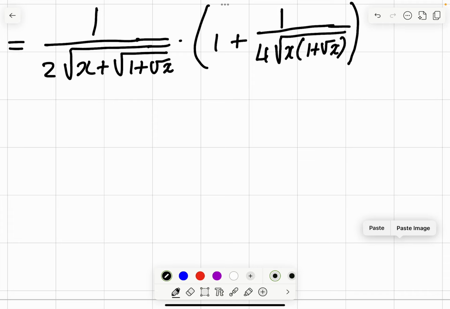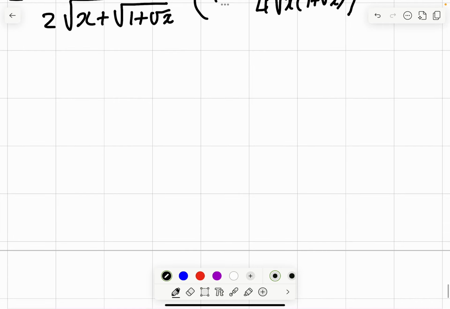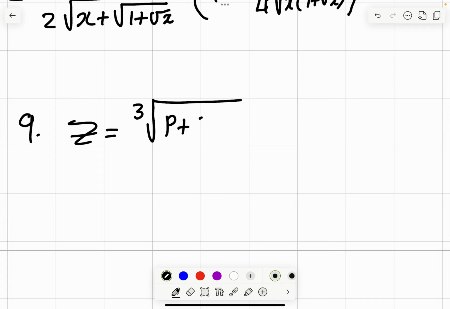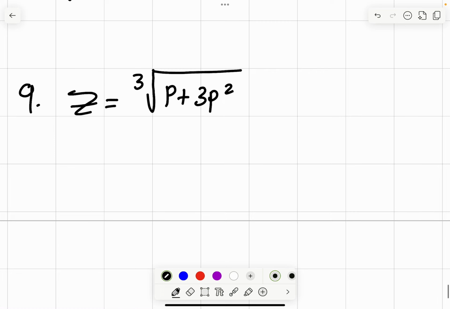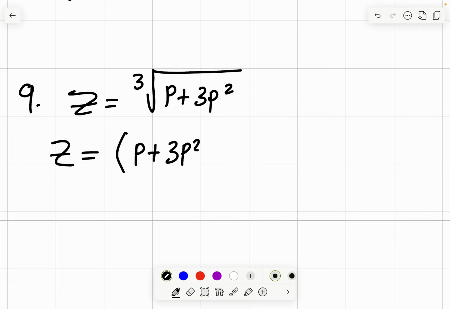Let me check another question. It's number 9. It says z equals 3 square root of p plus 3p squared. They're asking me to derive that. I'm going to simplify it first before deriving. It's the same as p plus 3p squared to the power 1 over 3. That one comes from here.